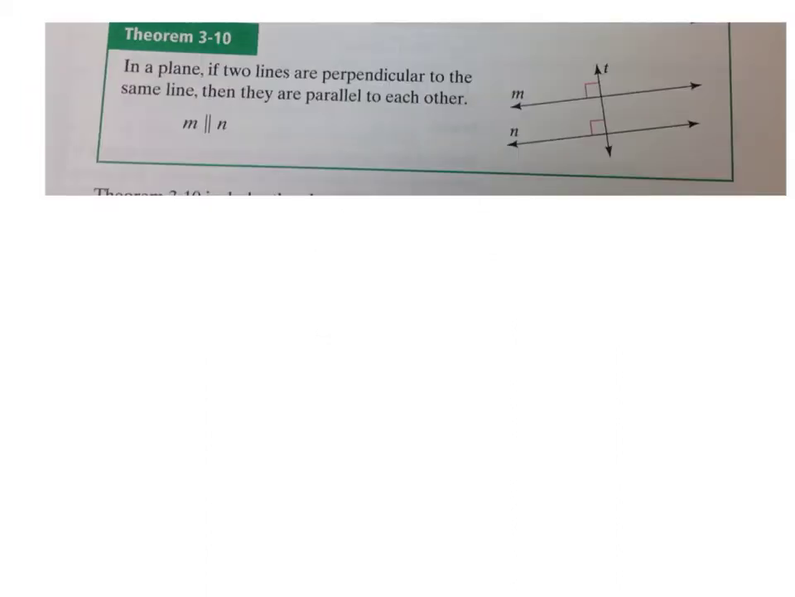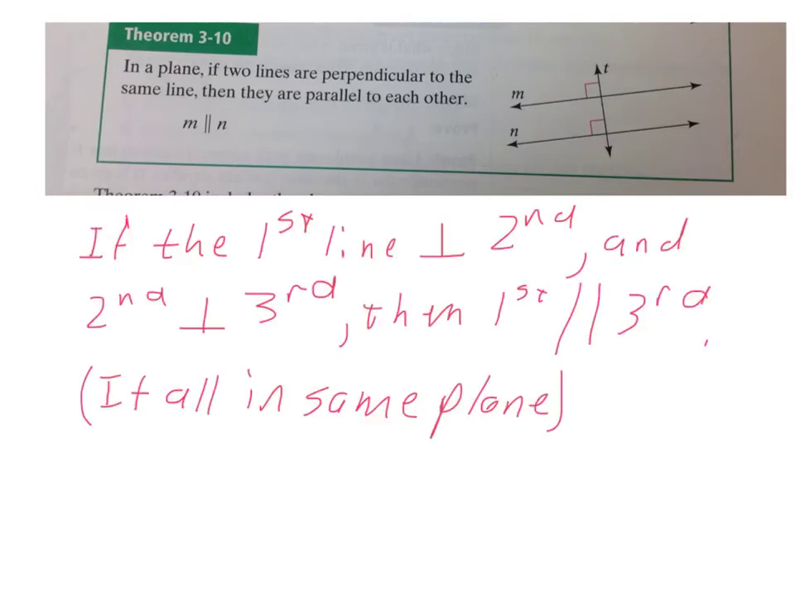Our next theorem states, in a plane, if two lines are perpendicular to the same line, then they are parallel to each other. So if T is perpendicular to M, as you can see in the figure, and T is perpendicular to N, then M and N have to be parallel to each other. Now again, they must all be in the same plane for this to be true. Another way to state this theorem would be, if the first line is perpendicular to the second, and the second line is perpendicular to the third, then the first is parallel to the third. Again, that's if all three lines are in the same plane only.